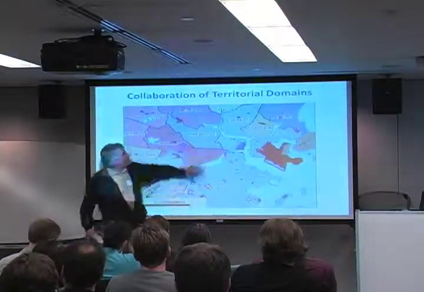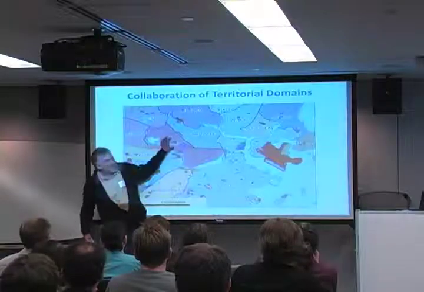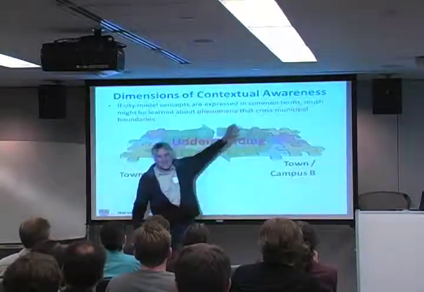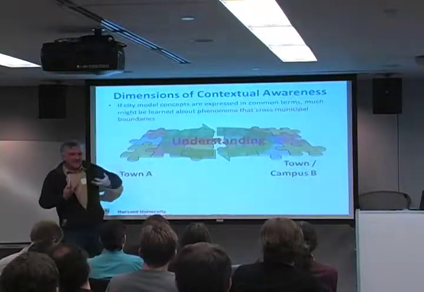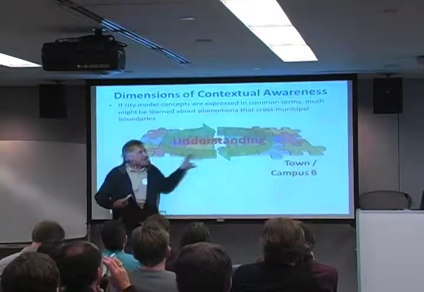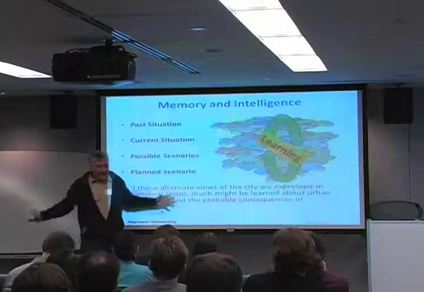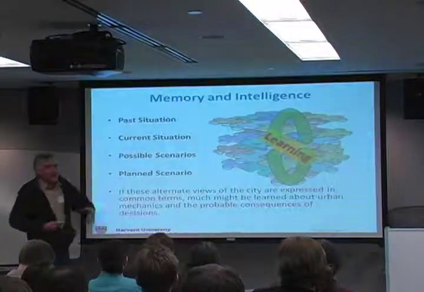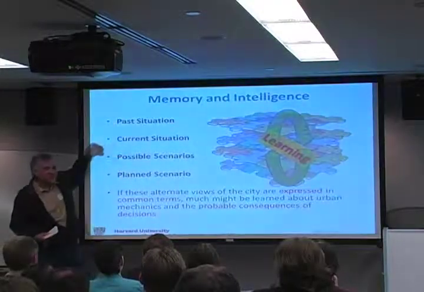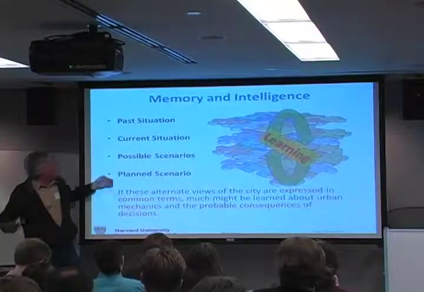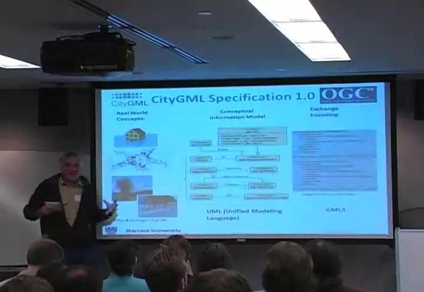But we also have territorial domains spread out everywhere. Mike Turner solved this problem for City A, and he solved it in City B, but they've all got different data schema. We need to get it together so that we can combine data across different territorial domains and learn how the city, the metropolitan area, works. If we do that and we learn how to model the city with shared conceptual models, we'll be able to compare the past situation with the current situation. Eventually, we'll be able to model possible scenarios and plan scenarios to understand urban mechanics and the consequences of our decisions.